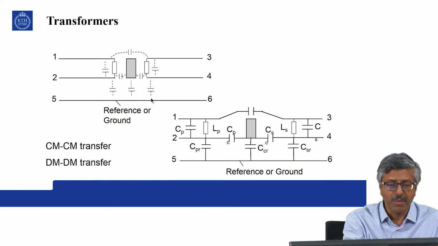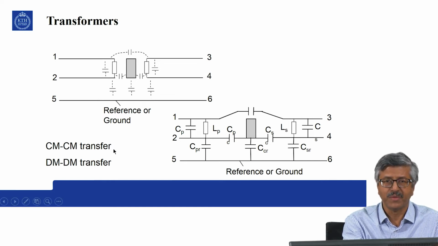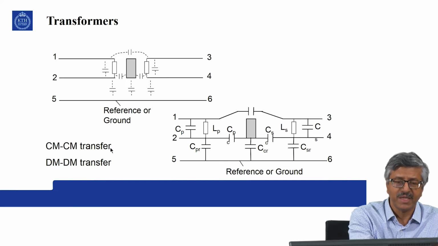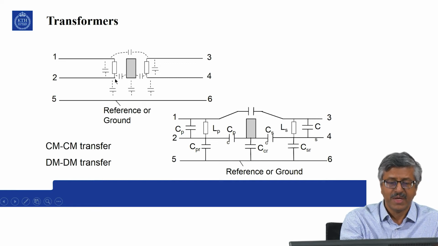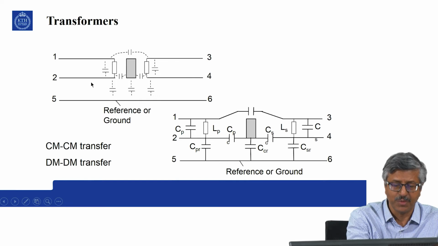You can have common mode to common mode transfer. You have seen in the first class what is meant by common mode: there the currents will be in the same direction. And differential mode to differential mode transfer. Differential mode is when currents are in the opposite direction.